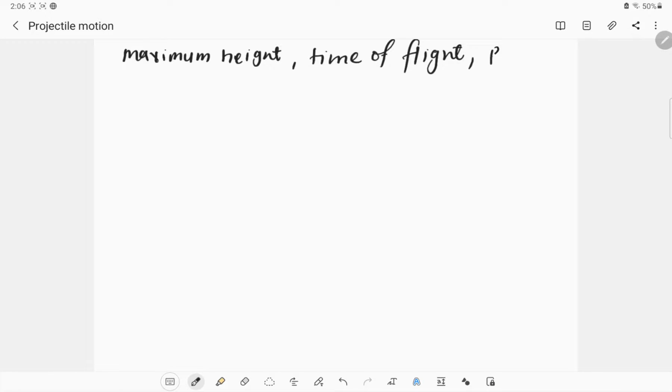And the third thing is horizontal distance, how far a projectile can go with initial velocity v naught making an angle theta with the positive x-axis. So our goal now is to find maximum height. I can write down maximum height, then second is time of flight, and range. This is horizontal range. Simply you can say range.